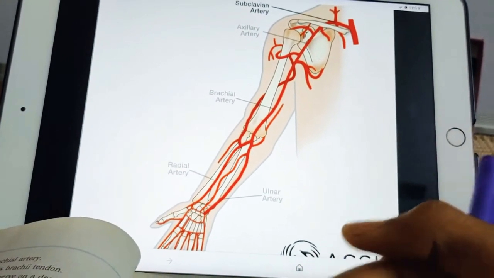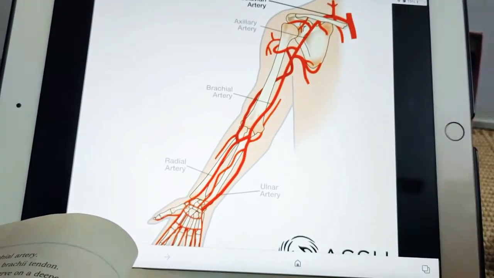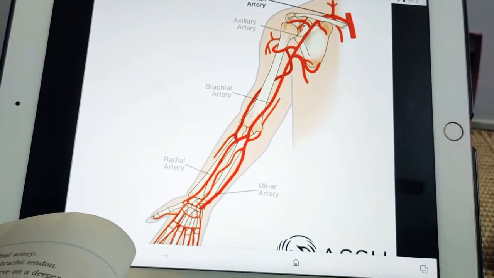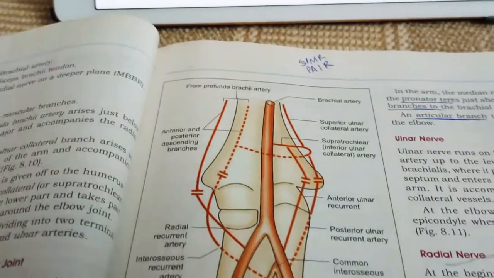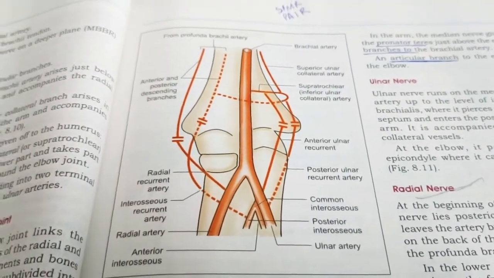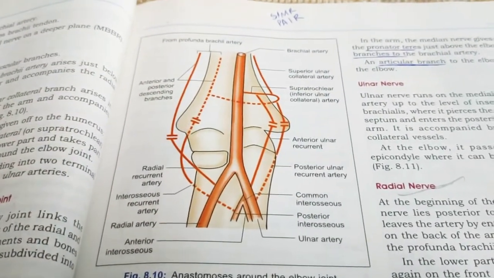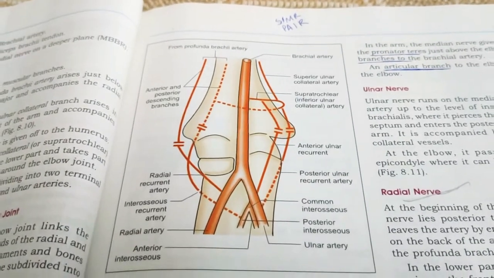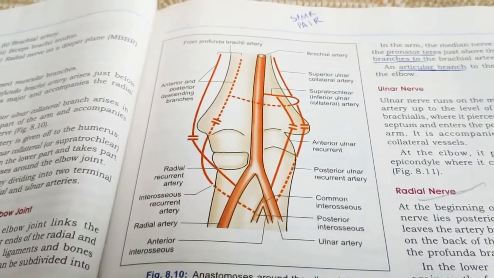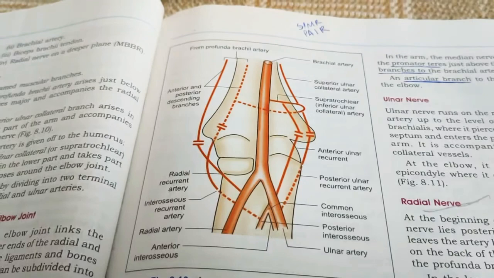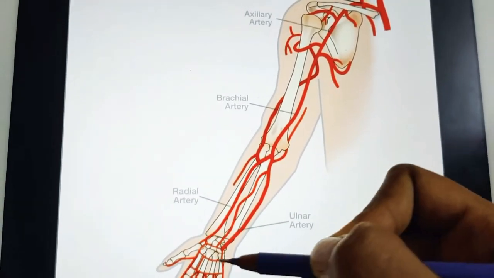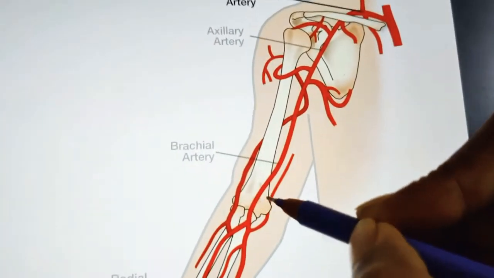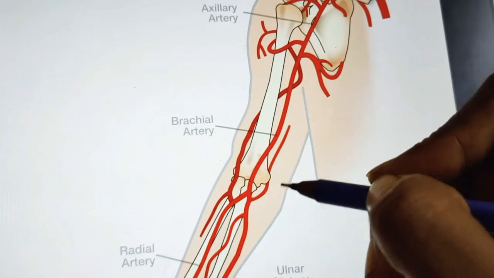So now we'll understand the anastomosis around the elbow joint. Actually, it's better to see the diagram in the textbook itself, right? So this is the anastomosis around the elbow joint. It looks hard, but it's simple. It mainly links the brachial artery with upper ends of radial and ulnar arteries. So for example, as we said, the brachial artery is divided into radial artery and ulnar artery, right? So here exactly at this elbow, the brachial artery will give some branches, right?